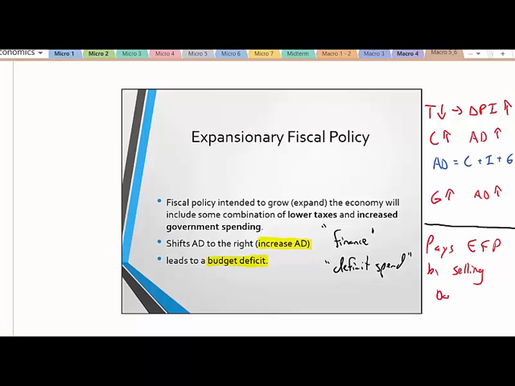That will tie into something that we're going to talk about in a couple minutes with crowding out and the crowding out effect. That's going to be a big theme of this unit.